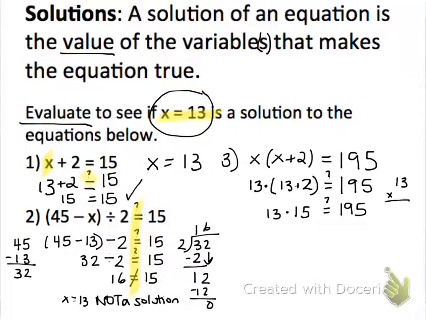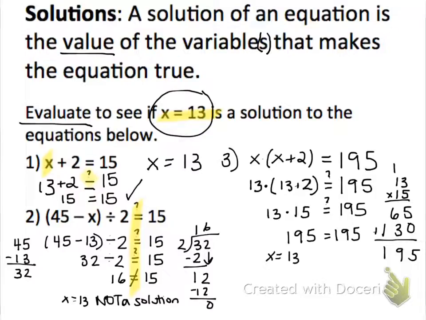13 times 15. 5 times 3 is 15. 5 times 1 is 5, plus 1 is 6. Add a 0. 1 times 3 is 3. 1 times 1 is 1. We add these together. We get 195. So that means 195 is equal to 195. And that x equals 13 is a solution.